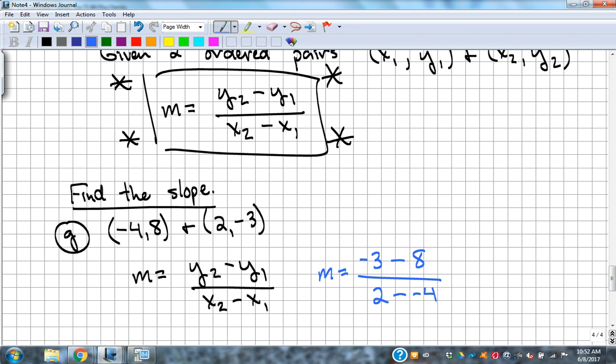And then all I'm doing is working that out and simplifying the fraction that I get. So -3 minus 8 would be -11. And then 2 minus -4 would be 6. And that doesn't reduce. So I'm done. I found the slope between those 2 points. In the next section, we're going to do something with that. But right now, that's what we're doing. Just finding that slope.